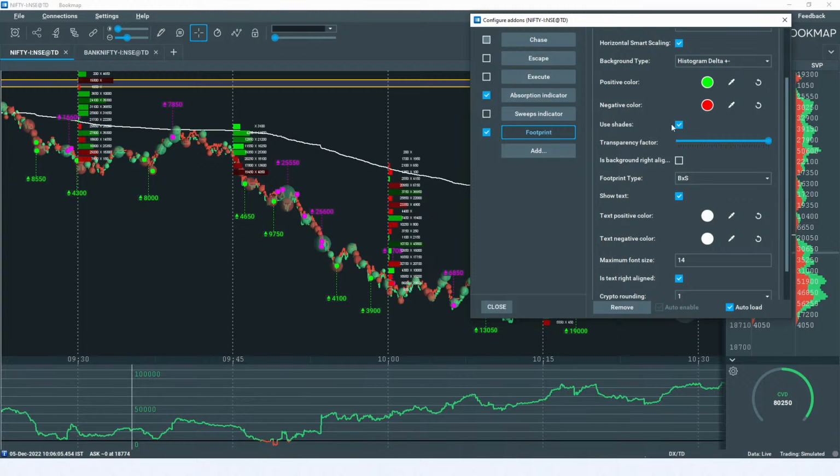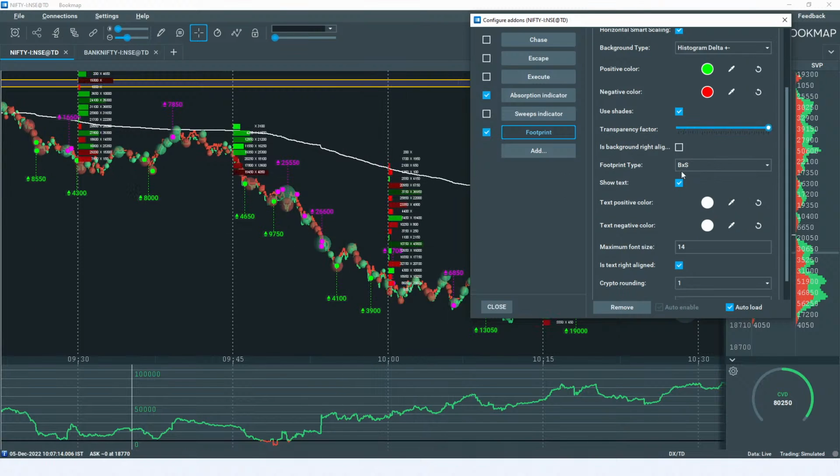Use shades, I said to enable this. It will help you to identify the differences. Transparency, based on your need you can change this. If you disable the transparency, there will be a little bit of transparency, and if you increase it you will be able to see it clearly. Right alignment and left alignment are basically the left and right side of the volume profile, but I want to keep it as the default setting. I don't want to change anything.